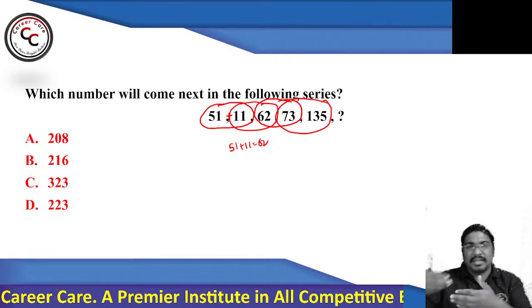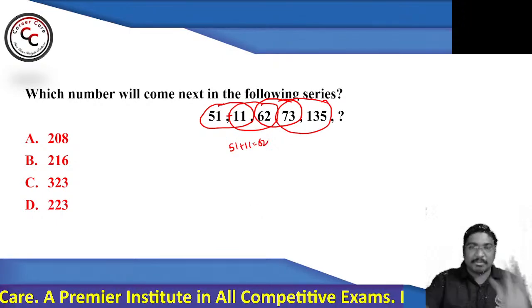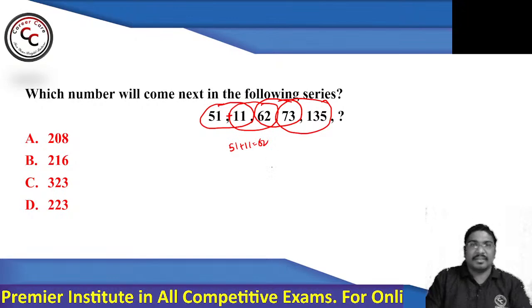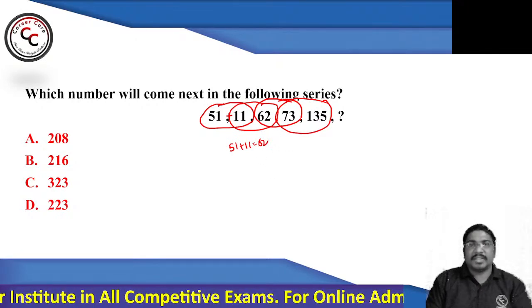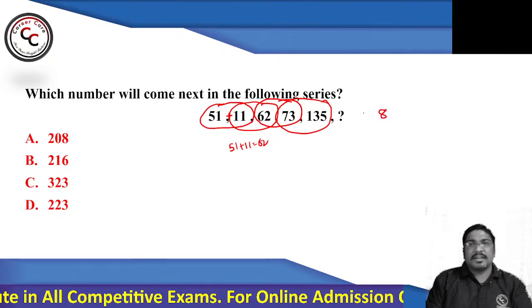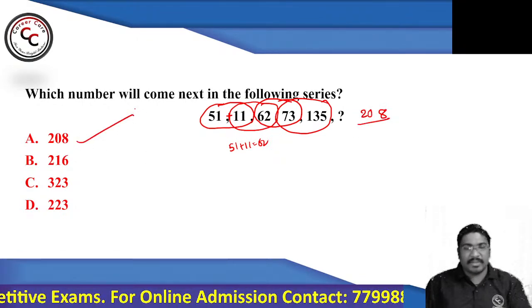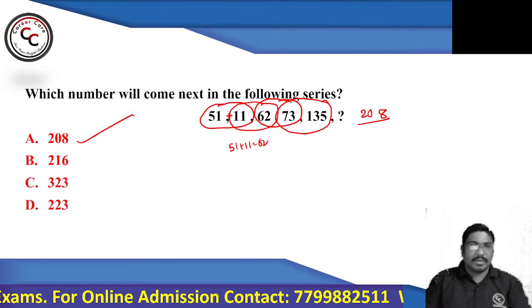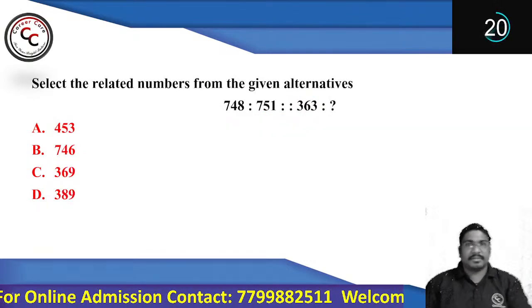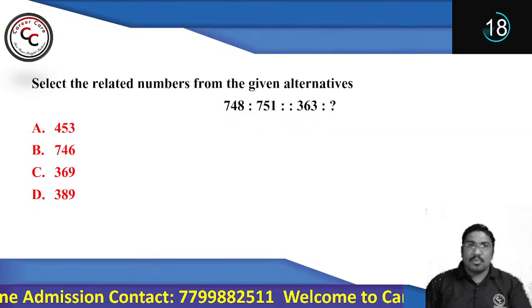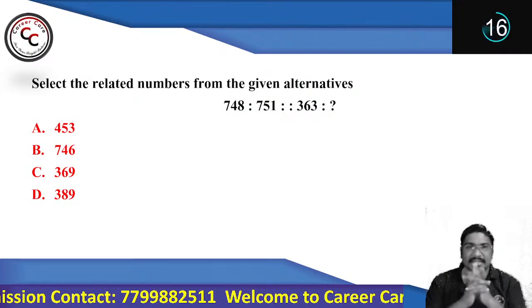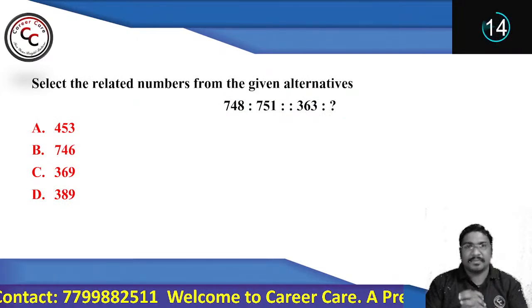They are alternately decreasing and increasing, especially if you see 73 plus 135. So 5 plus 3 is 8, 13 plus 7 is 20. So you can say 208 will be the answer. Okay, right. Now look at this question. See and tell me what your answer says.